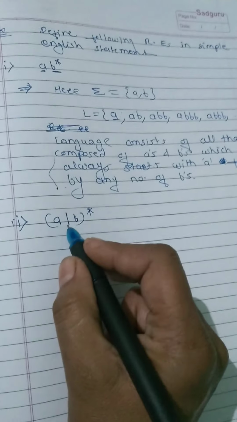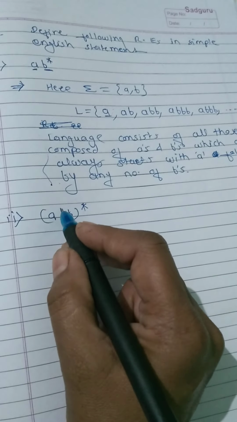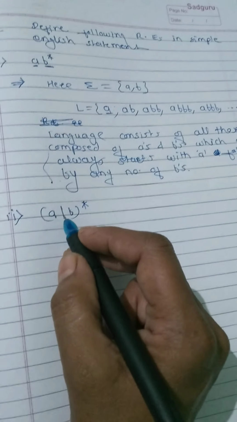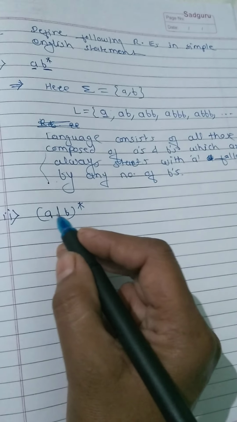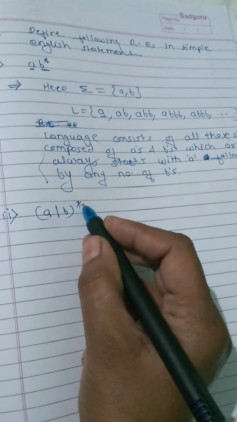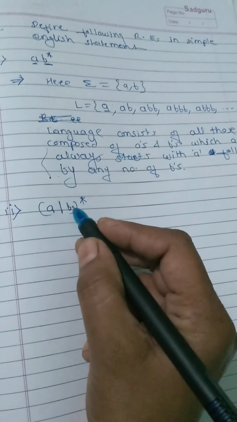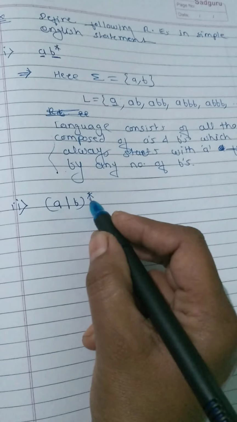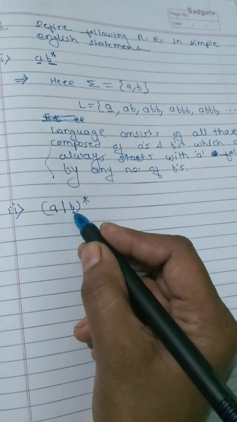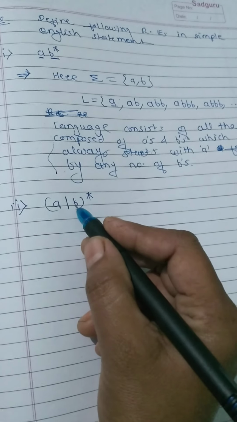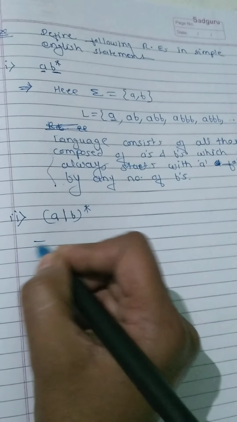Now which operator is here? In this example, instead of plus, I have used the vertical sign. But which operator is this? The OR operator. So how to read this one? A or B whole star. Here the bracket is there, then whole star. It means 0 or more occurrences of either A or B. Any combination of A or B, you can say in simple words. So write down the answer of this one.